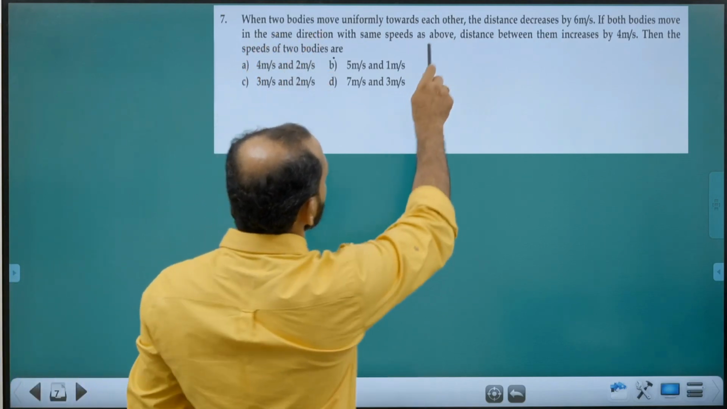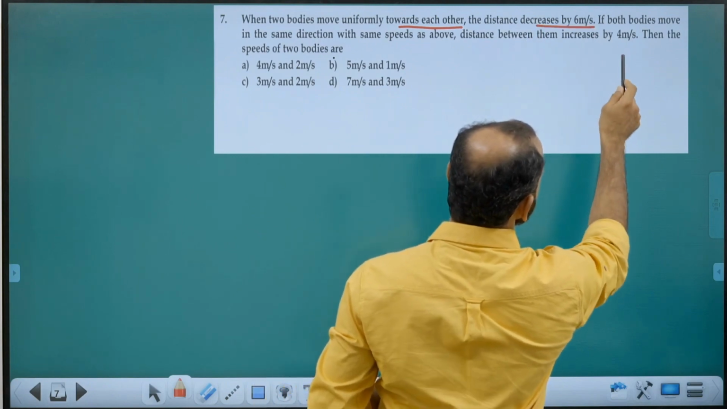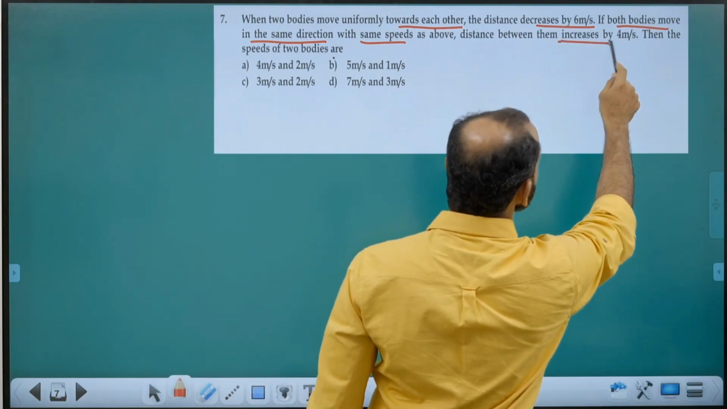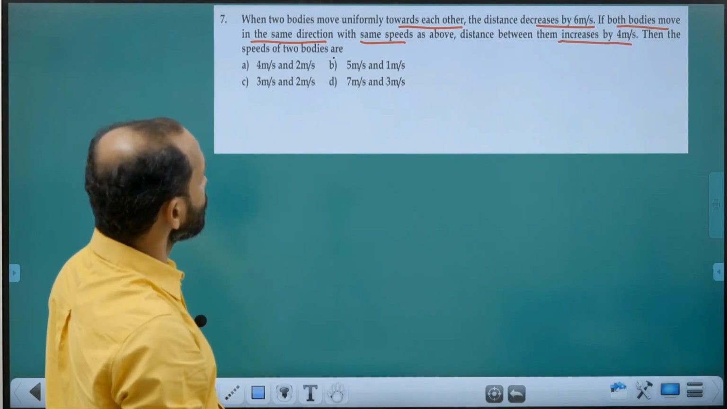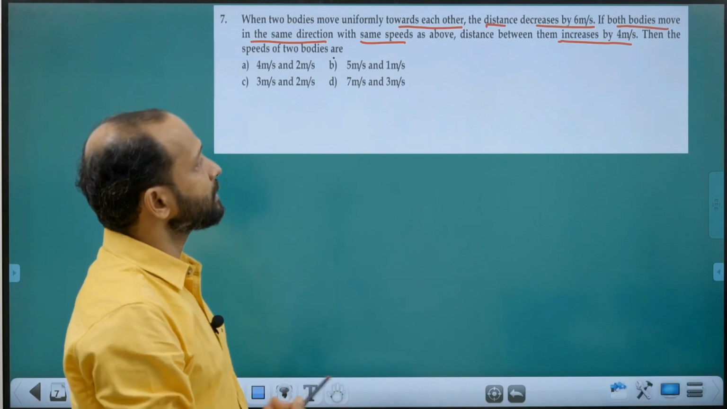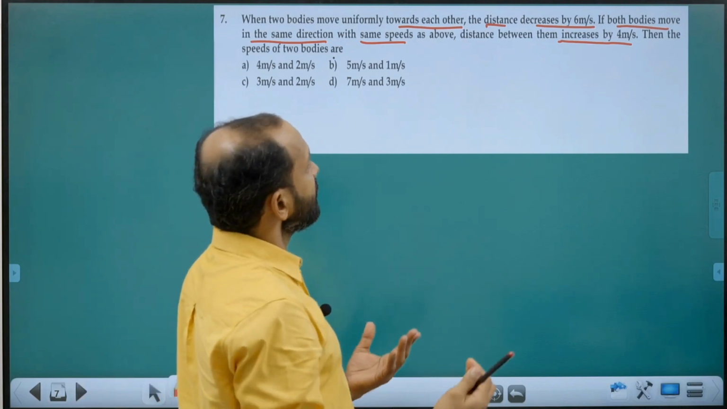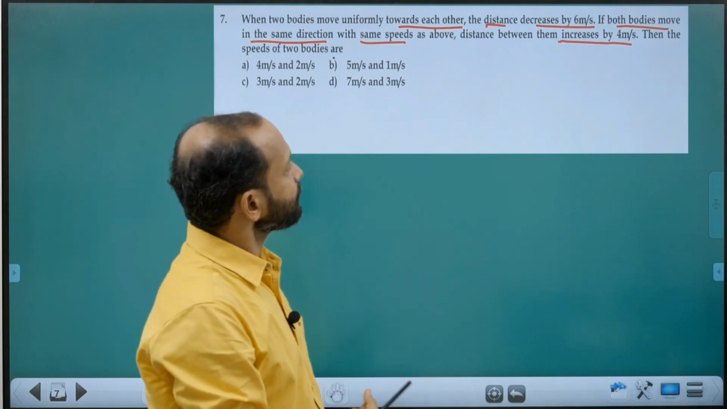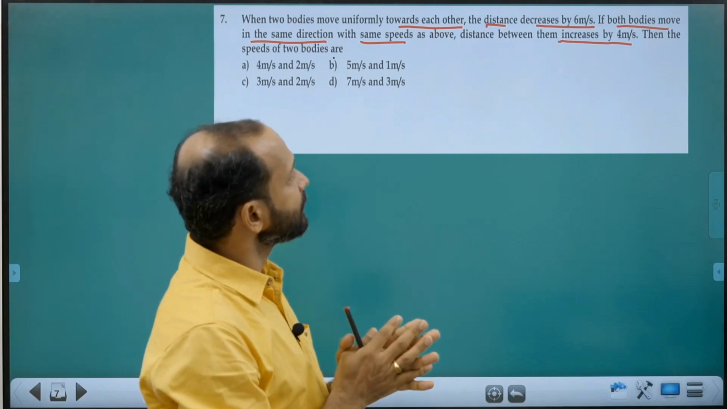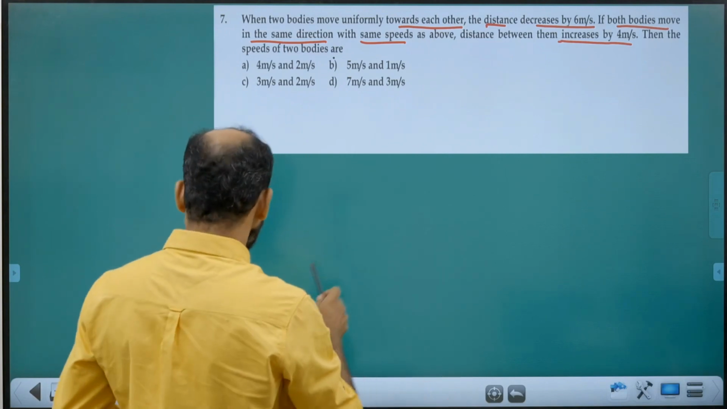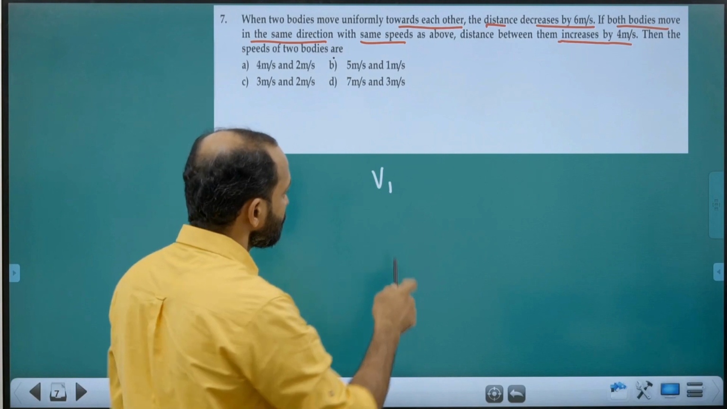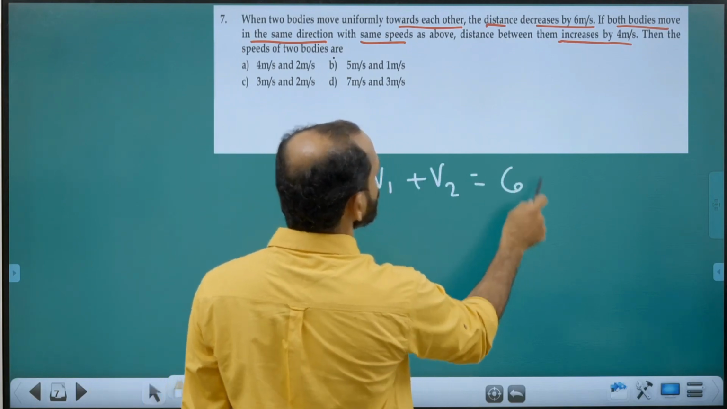When two bodies move uniformly towards each other, the distance decreases by 6 meters per second. If both bodies move in the same direction with the same speed as above, the distance between them increases by 4 meters per second. Then the speeds of the two bodies are? You can see here, when the distance between them decreases by 6 meters per second, it means that when they are approaching, the velocity of approach, or the relative velocity, is 6 meters per second. That means if v1 is the velocity of the first body and v2 is that of the second body, the velocity of approach, that is v1 plus v2, is equal to 6 meters per second.